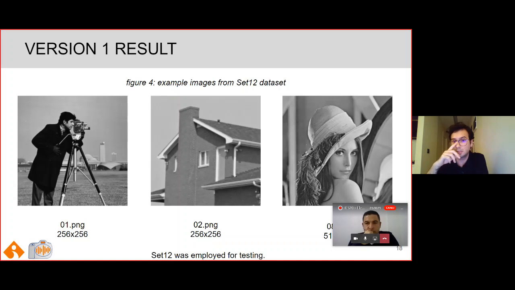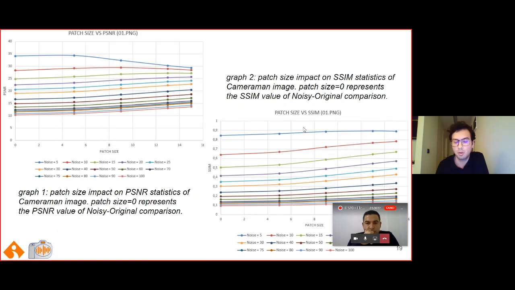We are using the Set12 dataset for testing, and you can see some very popular examples here. The first one is cameraman, the second one is house, and the third one is Lena. I will show the cameraman example first of all. These graphs show the PSNR and SSIM performance for the cameraman image, and as you can see, we have 14 different noise levels, defined by the noise standard deviation.